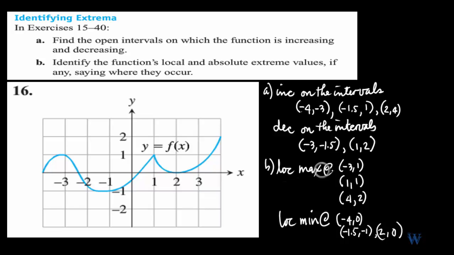Okay, and then out of the local max, compare the largest value of the y's, and we see that this is your absolute max. And then for the absolute minimum, compare the y values, and you see that this is your absolute minimum, because -1 is the least value on the whole graph.